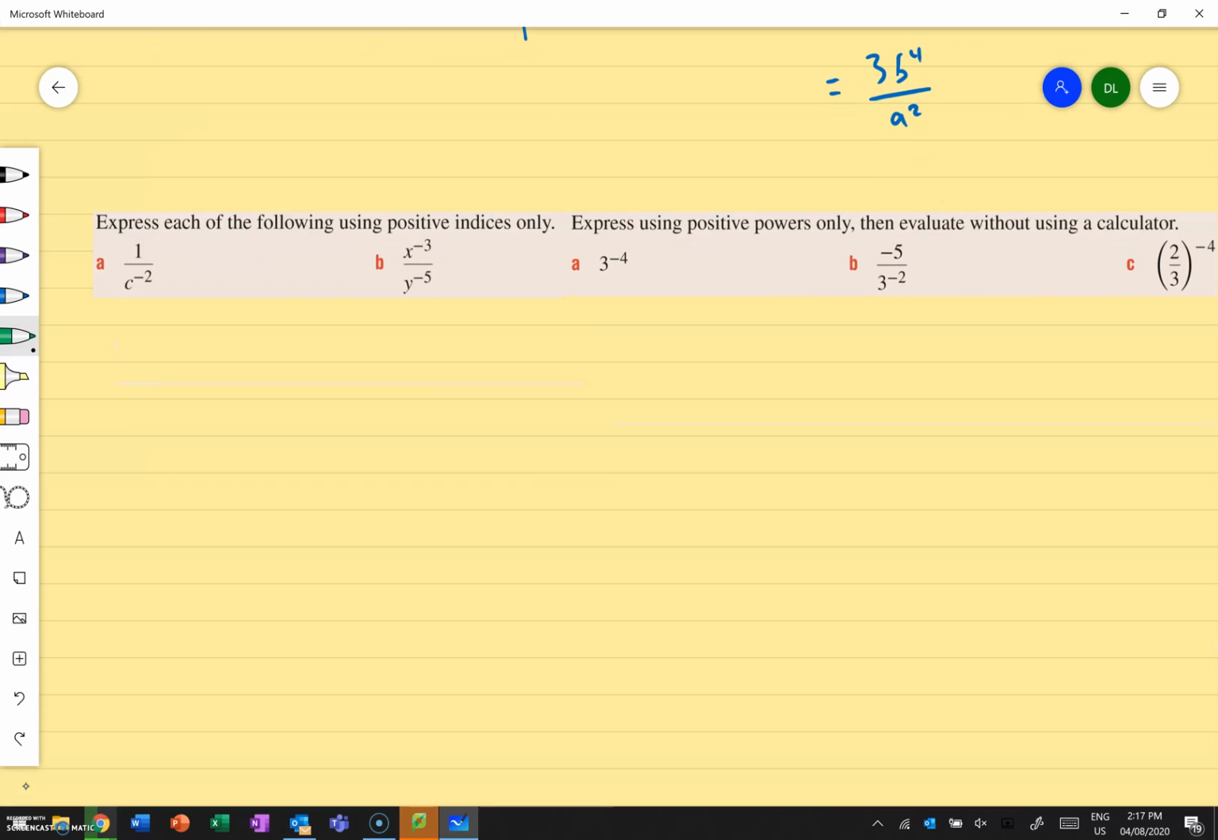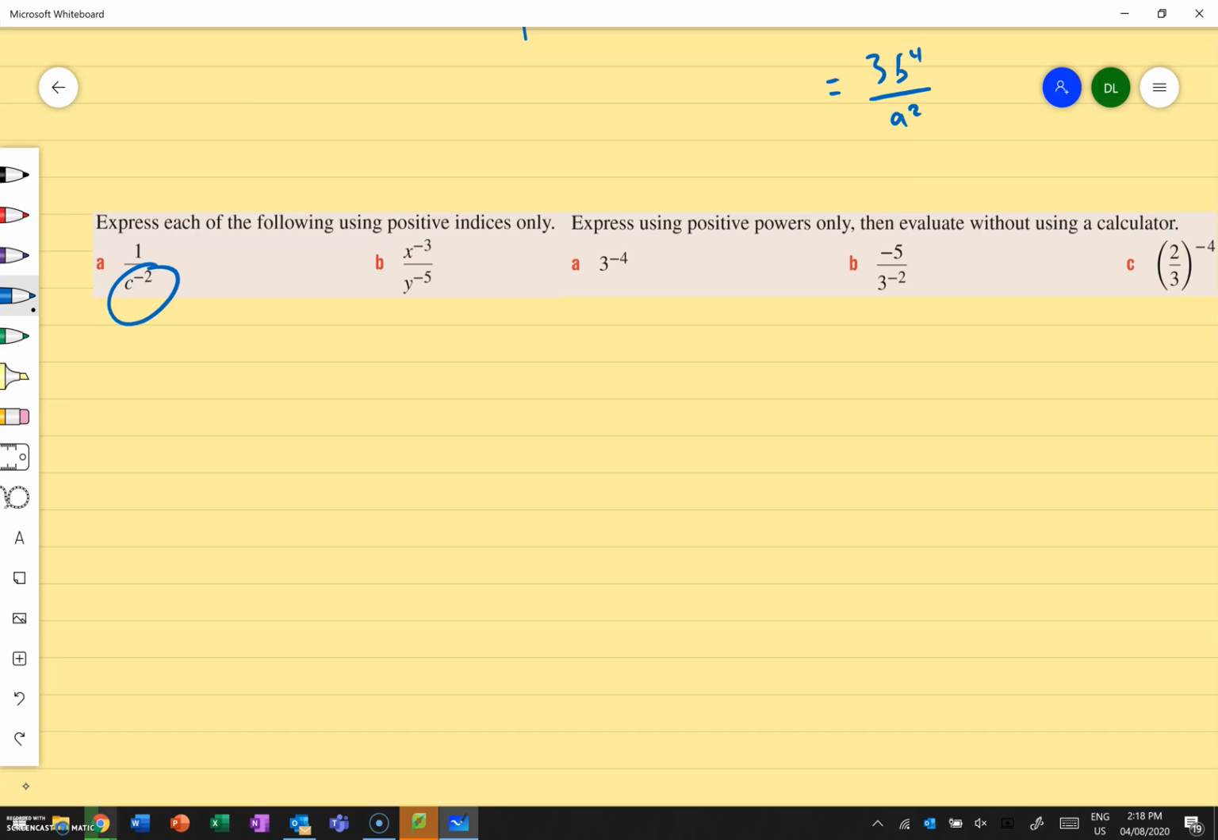A couple more examples. Over here, I've got once again expressing with positive indices. I know that I've got 1 over c to the power of negative 2. Now, hopefully you remember I was talking about reciprocals. When I'm talking about reciprocals, it doesn't have to be on the bottom of the fraction. Because if I just say, let's say for example, I've got 6, that is the same as 6 over 1. So to find the reciprocal of that, I would just flip that and end up with 1 over 6. But if I already had 1 over 6 and I try to find the reciprocal, then I would end up with 6 over 1. So the reciprocal isn't always on the bottom of the fraction, it's just on the other side of the fraction.